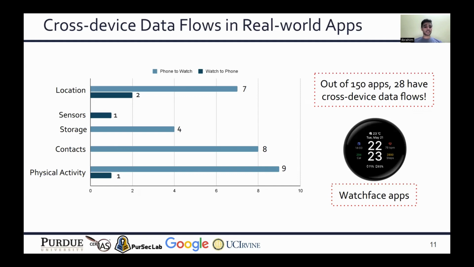And as you can see, the sensor data is from watch to the phone because the phone lacks certain sensors that are present on the watch, and the apps get this data from the watch and send it to the phone so it can be displayed to the user.